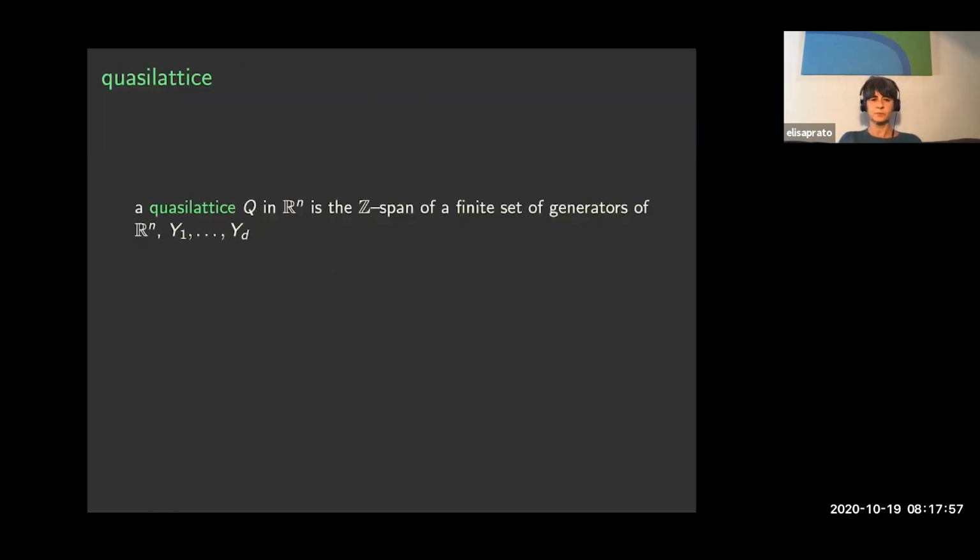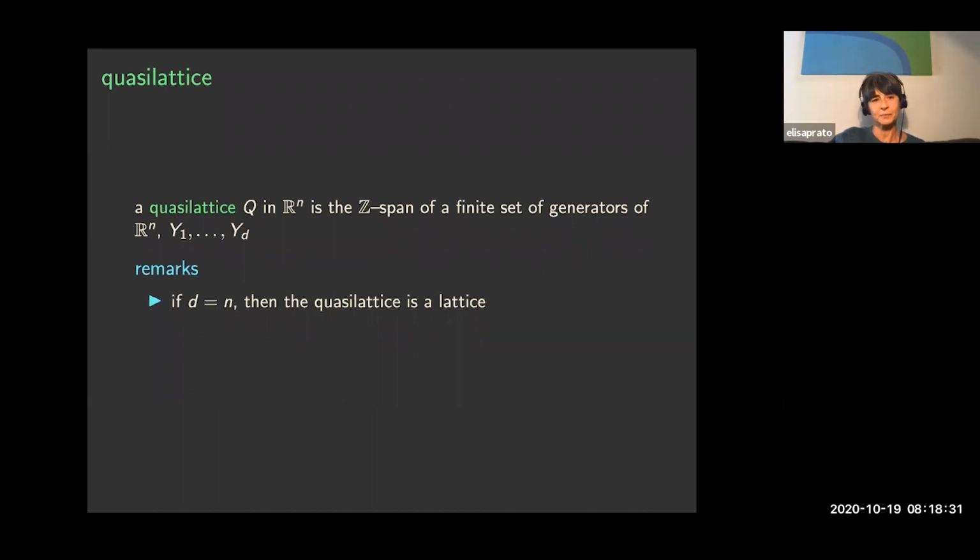Let me start with the quasilattice. So at the beginning, I was just working with pen and paper, and it appeared clear to me that lattices were not enough. So I considered just the Z-span of, instead of a basis of R^n, a finite set of generators of R^n, which we call y_1, ..., y_d. And clearly, if d equals n, we obtain a lattice again.